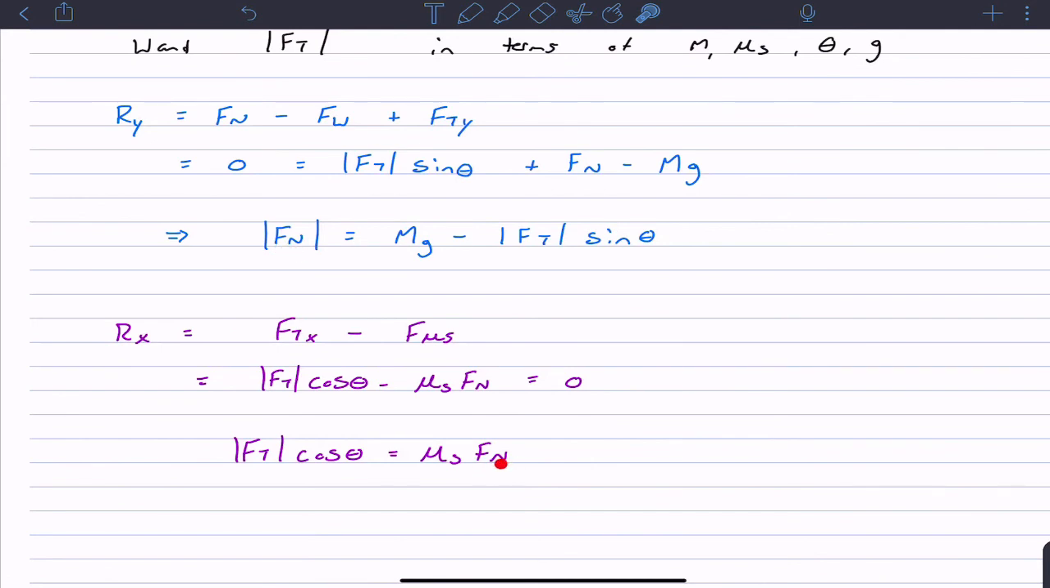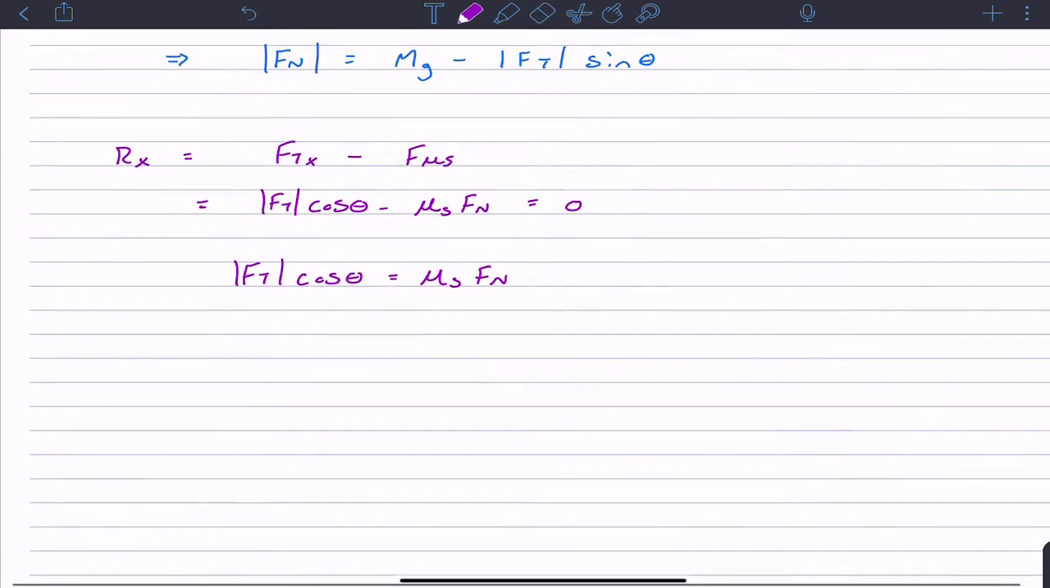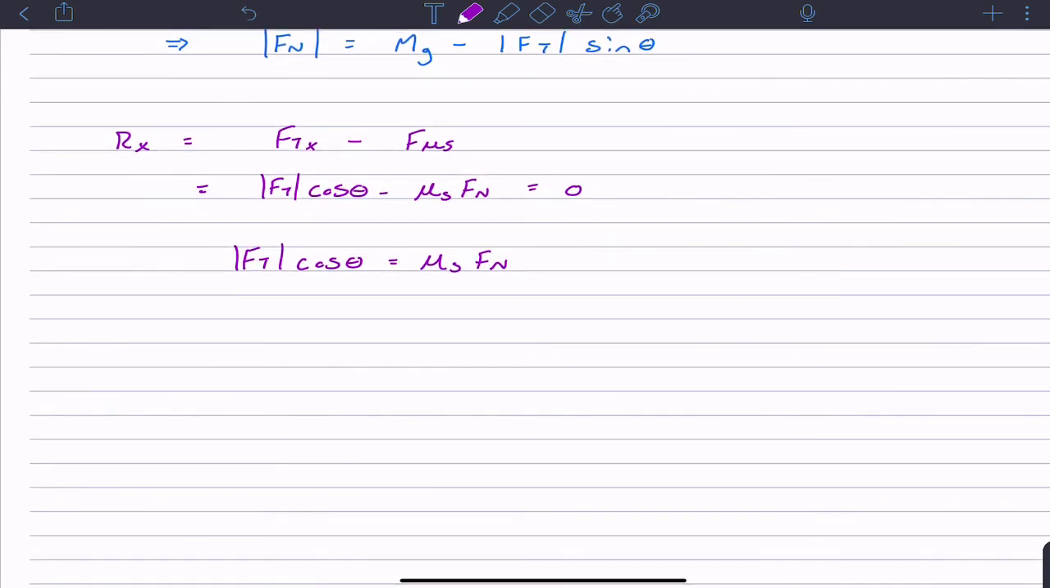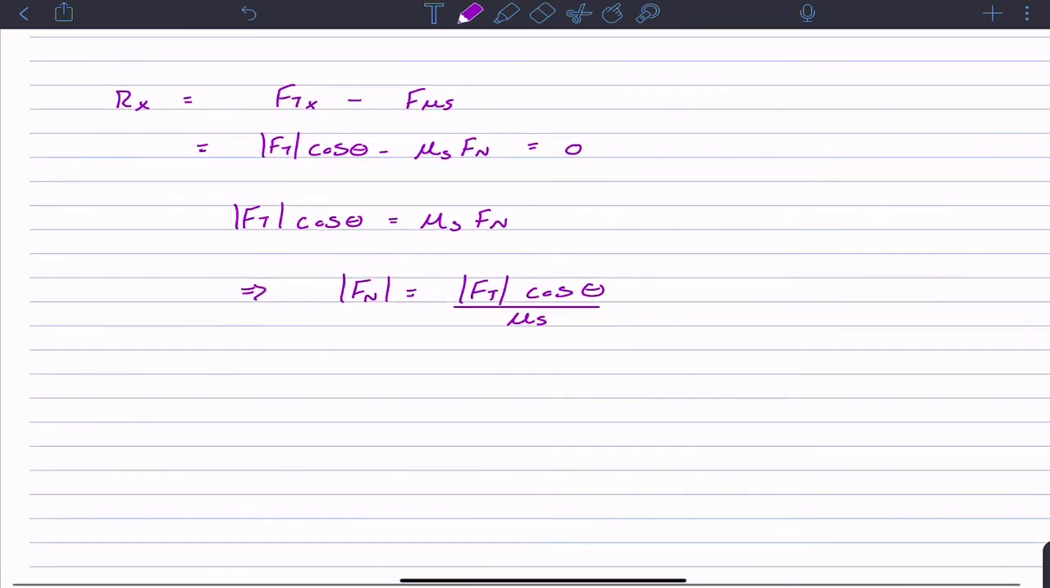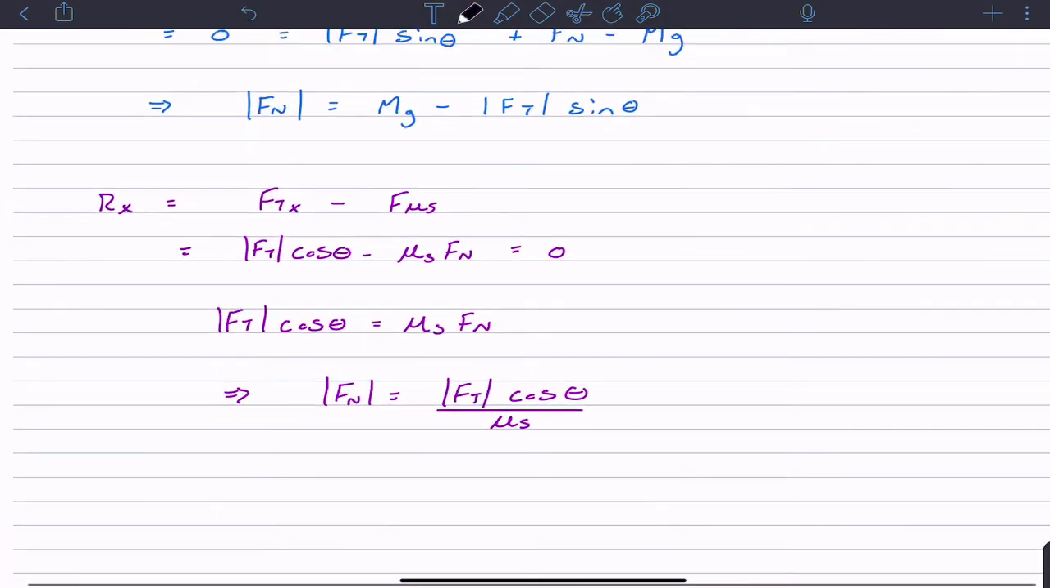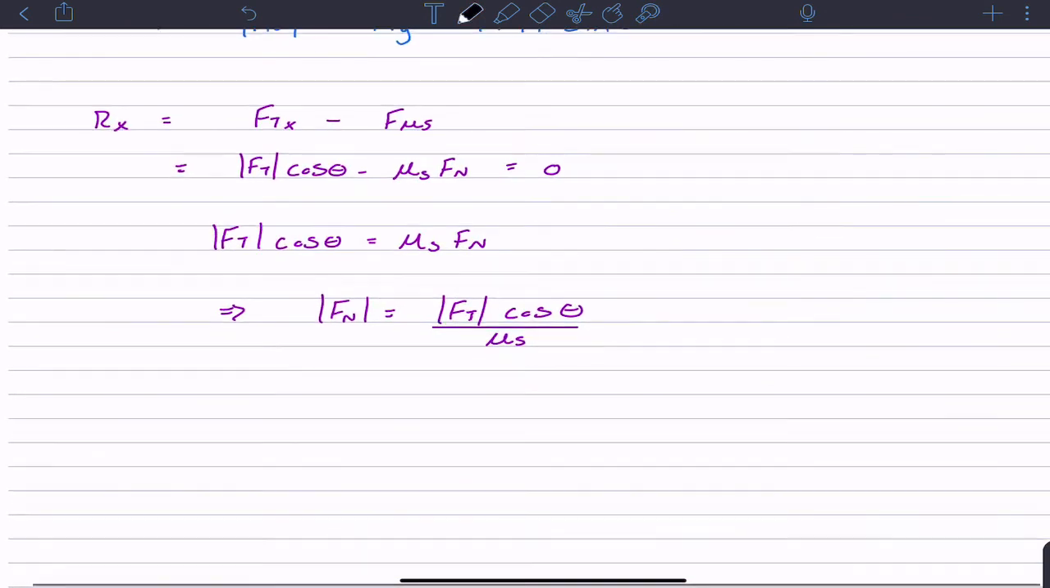Let's set this equation equal to Fn, and then we'll set these two things equal to each other, right? So what I mean is this. Let's say here now we have Fn is equal to Ft cosine theta over mu sub s. Okay? Now let's set these two things equal to each other. This is equal to this. Okay?